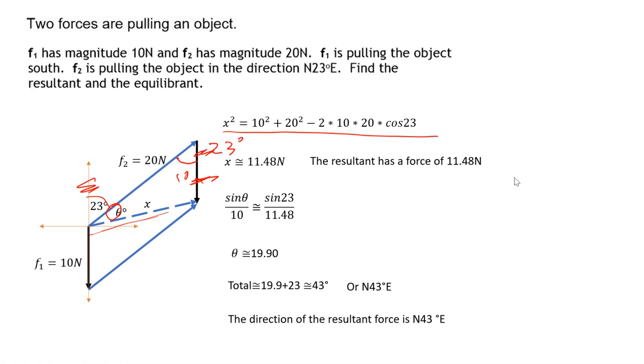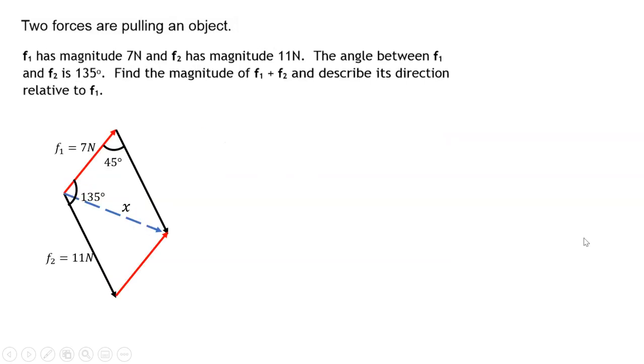But the question asks one more thing, which we haven't answered yet, which is the equilibriant. The equilibriant, remember, is the same force, but the direction is just the opposite direction. So the force was 11.48 newtons. So it's the same force, but now instead of being north 43 east, it's south 43 west. So that's the only difference from the resultant.